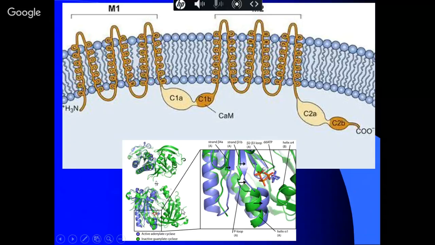This picture is nice because the green is when it's not in contact, when it hasn't been activated by the G protein, and the purple is what happens when it is activated by the G protein. So it just shows you how these alpha helices actually move in response to the binding of the alpha stimulatory subunit.